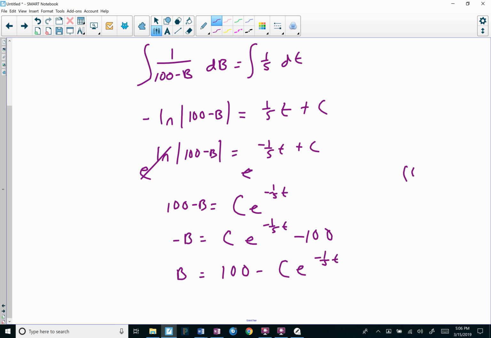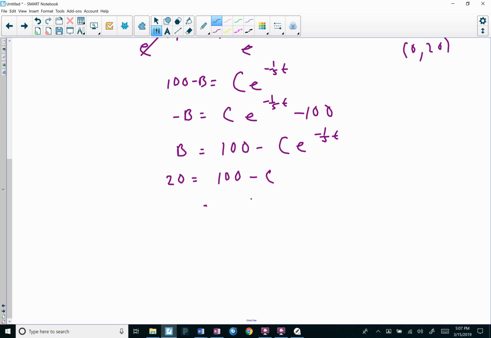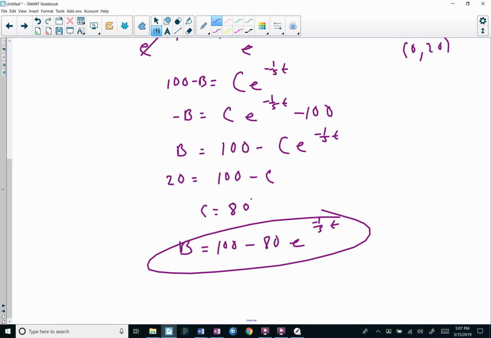Our initial condition was 0, 20. So plug in 20 and 0. E to the 0 is just 1. So I end up getting C is 80. My pen has just stopped altogether here. Plug it back in, so I get B is 100 minus 80 e to the negative 1/5 t. And that was worth 5 points. Whenever those separation of variables are on there, they are worth a lot.